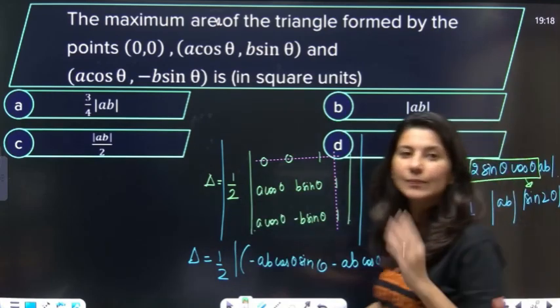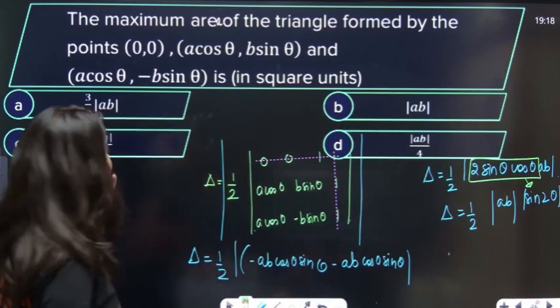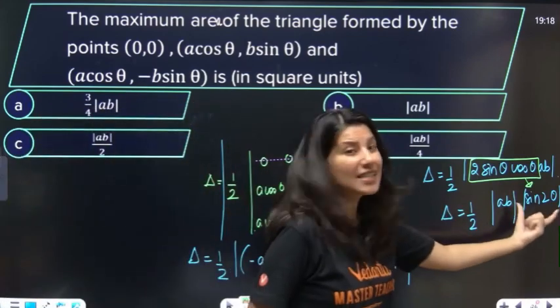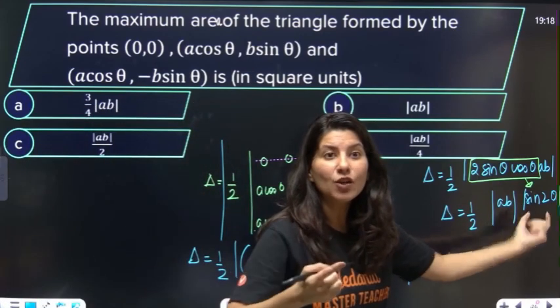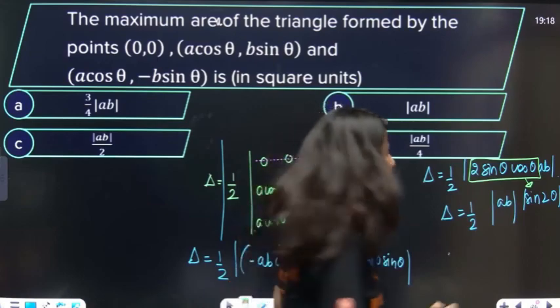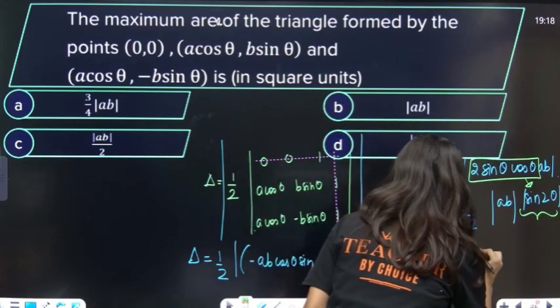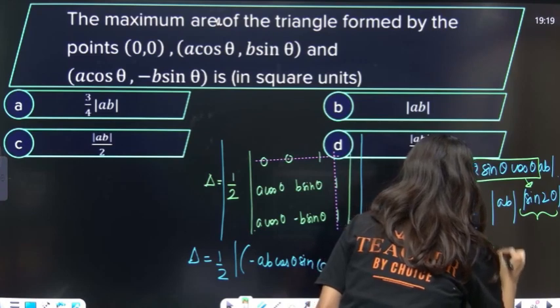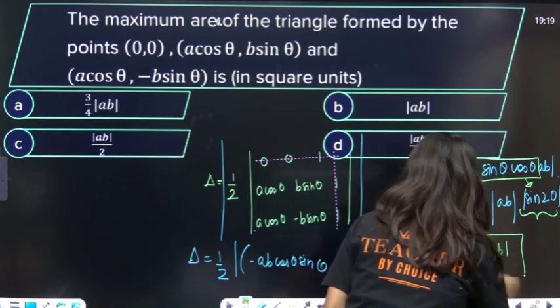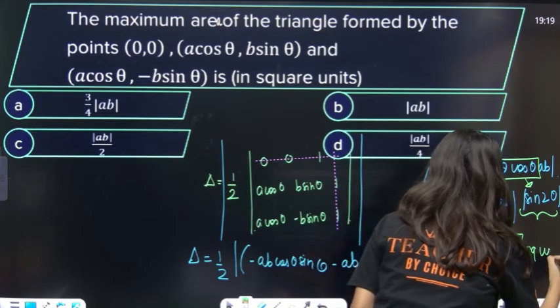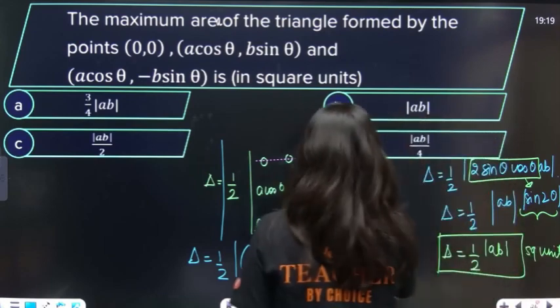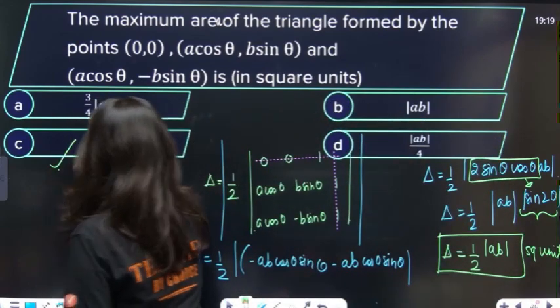Sin 2 theta. Okay. Now, what they are asking is the maximum area. So maximum area will occur when the value of sin 2 theta becomes maximum. The maximum value of sin 2 theta is 1, and area is nothing but half of mod of AB square units. So please do not forget the modulus. Option C is absolutely correct.